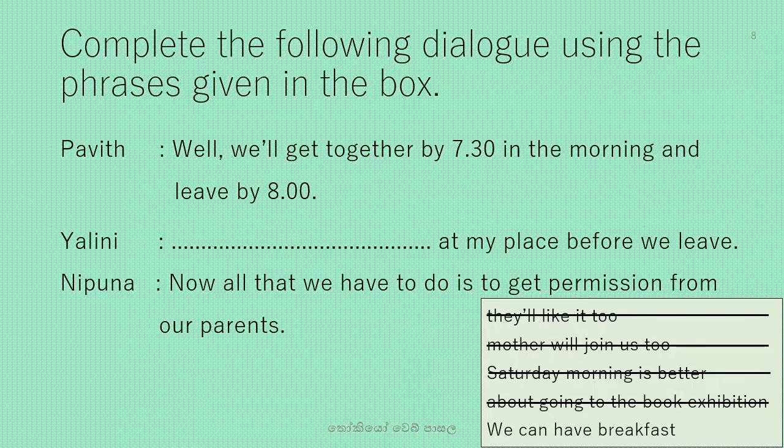Well, we'll get together by 7:30 in the morning and leave by 8. Blank at my place before we leave. Now all that we have to do is to get permission from our parents. So can you select what you need to fill here? It is really simple. You have only remained with we can have breakfast at my place before we leave.